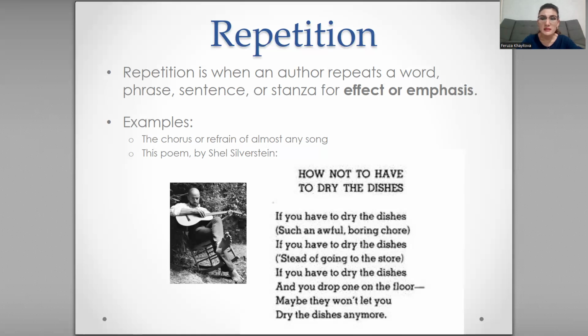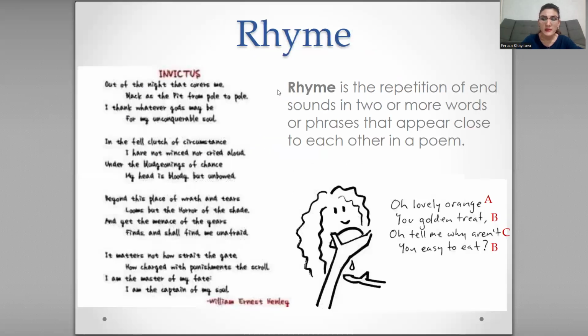That's why it is repetition. The next device is rhyme. Rhyme is the repetition of the end sound in two or more words or phrases that appear close to each other in a poem. For example, oh lovely orange, A, you golden treat, B, oh tell me why aren't, C, you easy to eat, B.